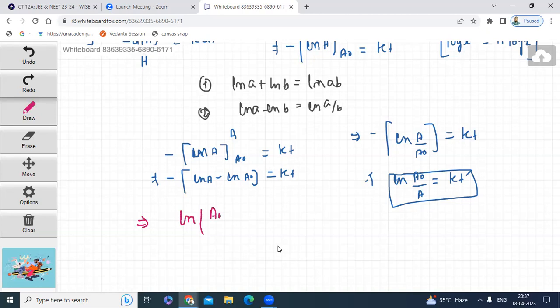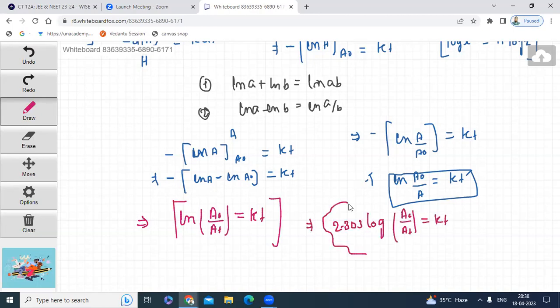If we write in terms of the log, what is the value? A naught by AT is equal to K into T. This is the value. If you have any doubt, please ask me. Please confirm through the chat box if you are facing any issue.